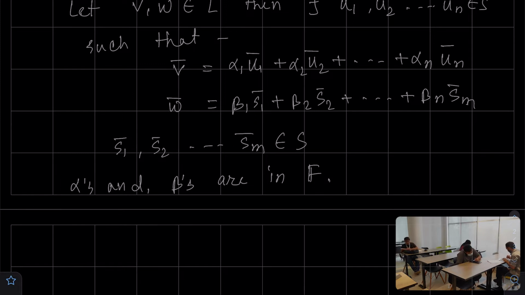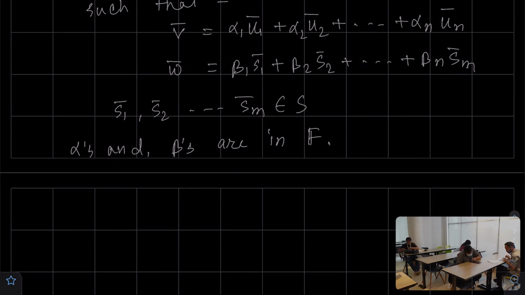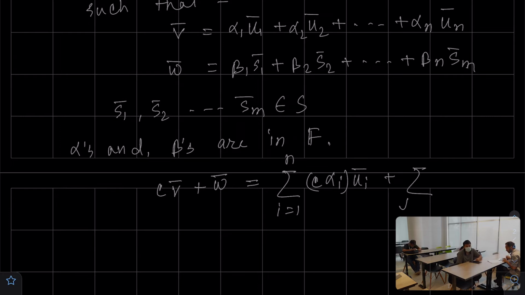So what you can do is write CV vector plus W vector equals the sum from i equals 1 to n of C alpha_i U_i vector, plus the sum from j equals 1 to m of beta_j S_j. Yeah, that is exactly what I'm doing, but I started with the look at your S.